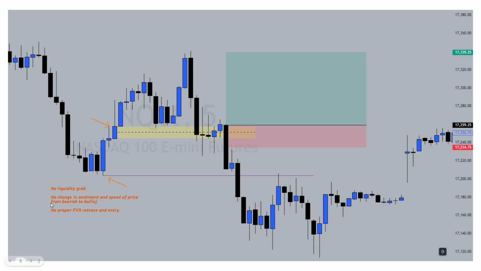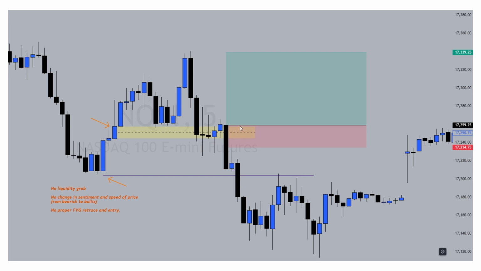No liquidity grab, no change in sentiment and speed of price from bearish to bullish, no proper FVG retrace and entry. So you see price form a low here initially, and then what you see price do here is come back up here, right? Then retrace, see a bit of displacement, then come back down. What people sometimes tend to do is view this as a potential MSS because we created a first low, and now we're creating the second low off this fair value gap.